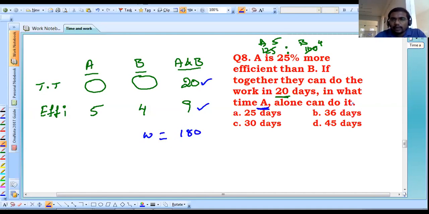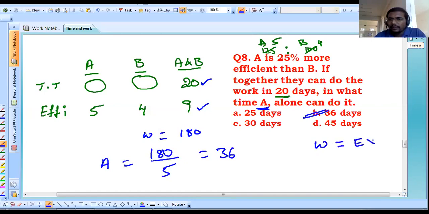A alone can do it. In what time? 180 units divided by efficiency, which is 5. Then time taken is equal to 36 days. Answer is 36. Because I told you the rule, W is equal to efficiency into time. Whenever you require time, then it is W by efficiency, that is work by efficiency. Now work is 180, efficiency is 5, 180 by 5 is equal to 36.